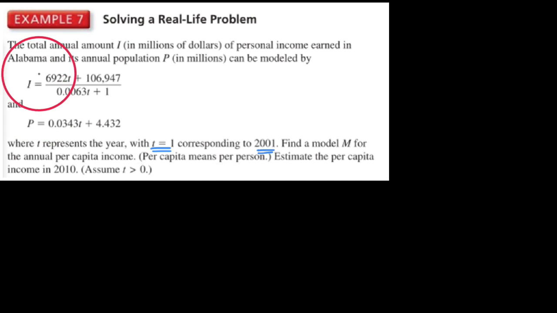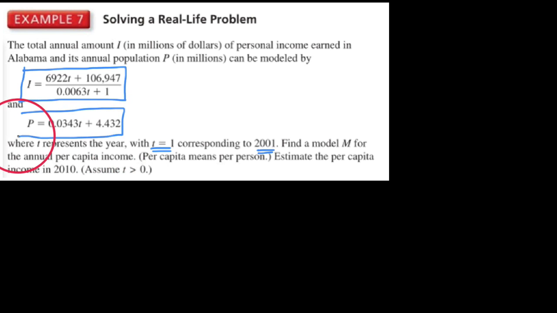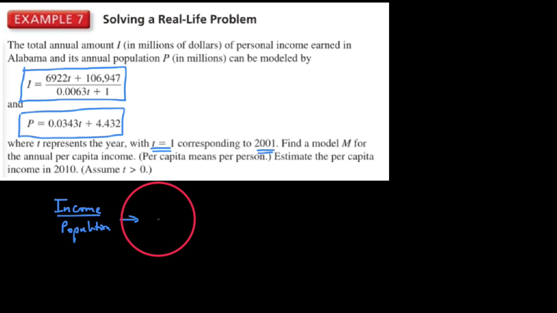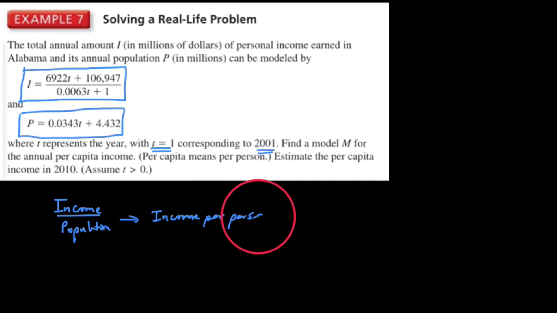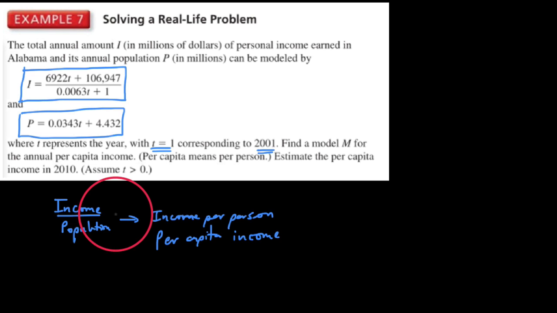The fact of the matter is this: if we know the amount of income, and this is our model for income, and we know the population model here, and they're both in terms of time, then if we take the total income and divide by the population, this would give us income per person. We refer to this as per capita income. So we're literally going to take our expression for I here and divide by P.